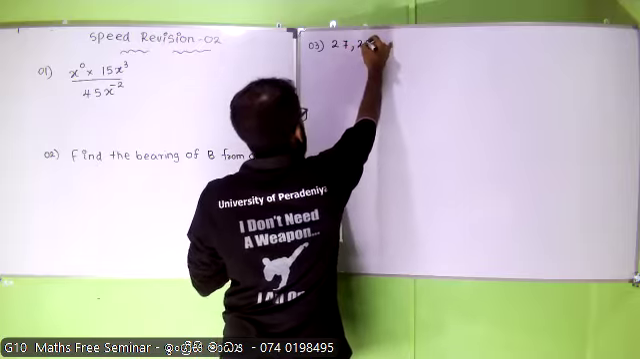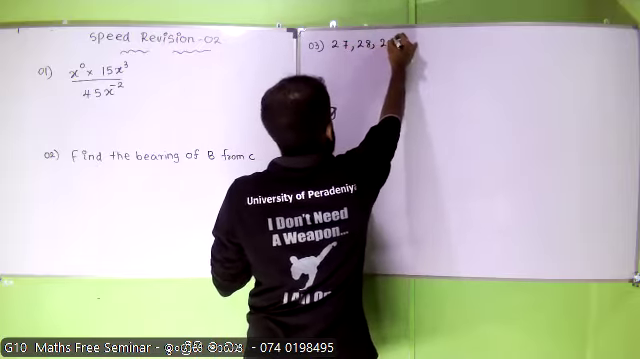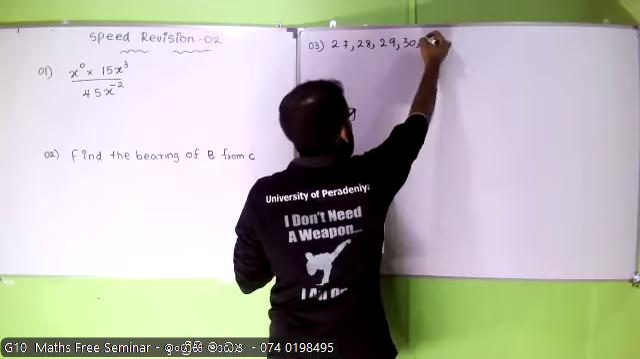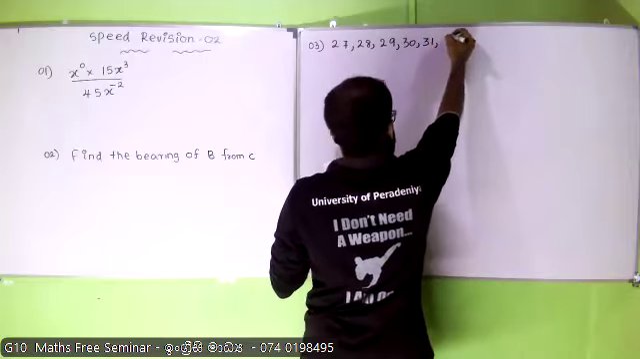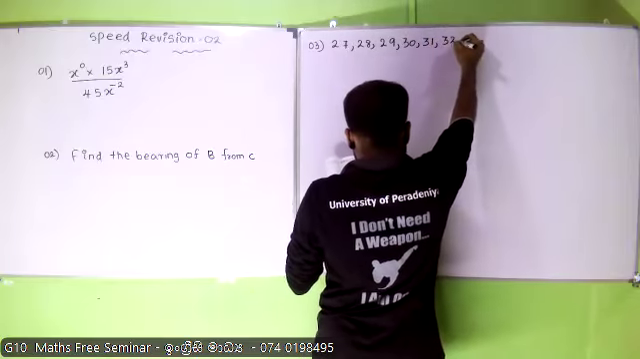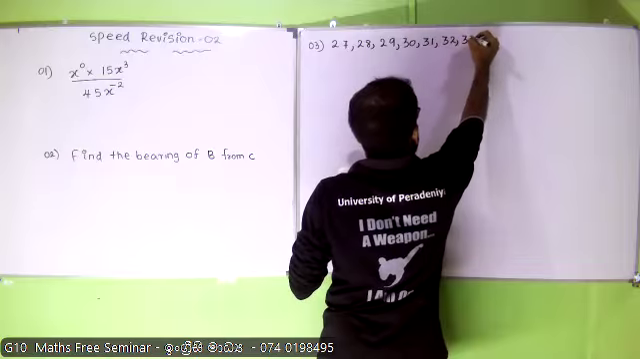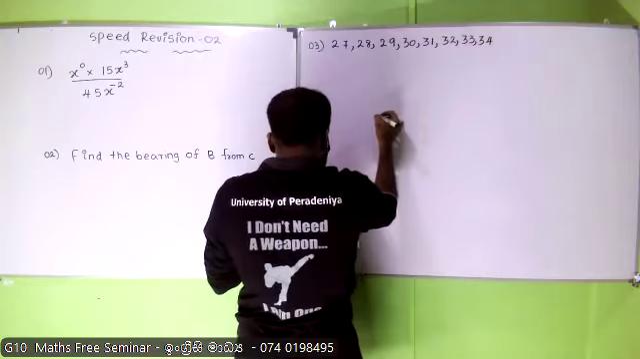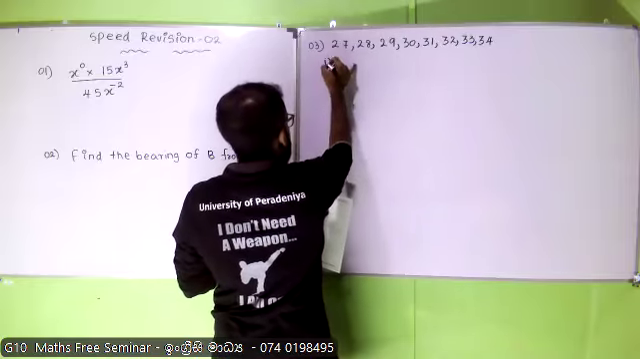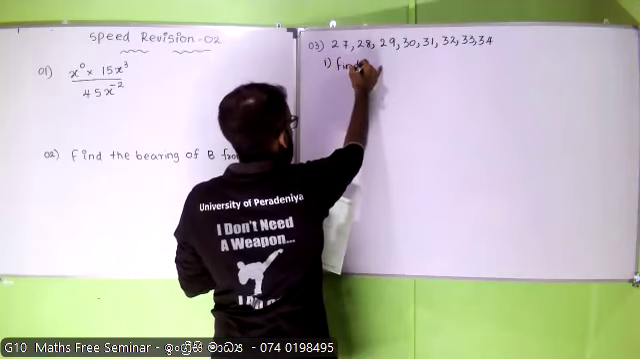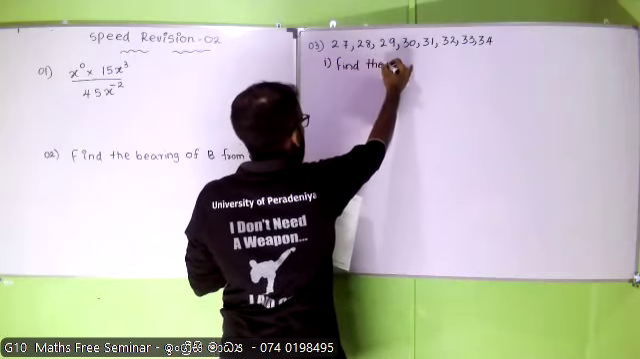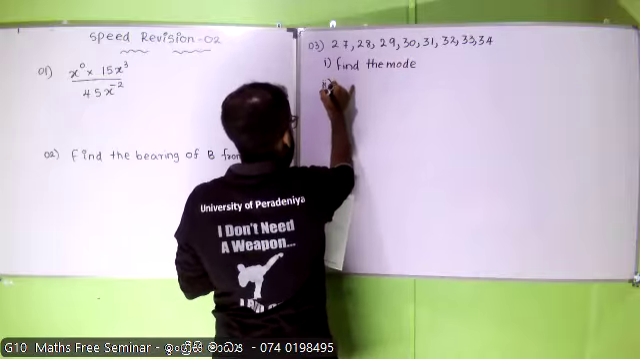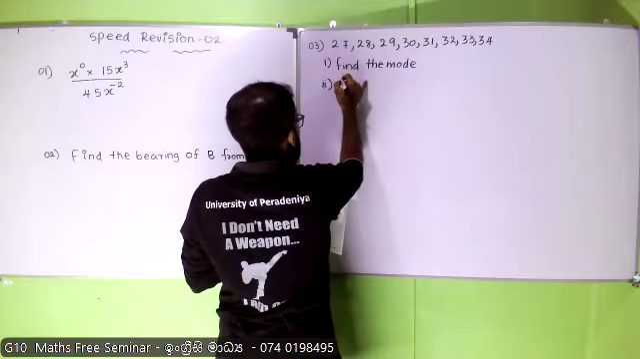27, 28, 29, 30, 31, 32, 33, 34. Right. 1. Find the mode. Mode. Find the median.